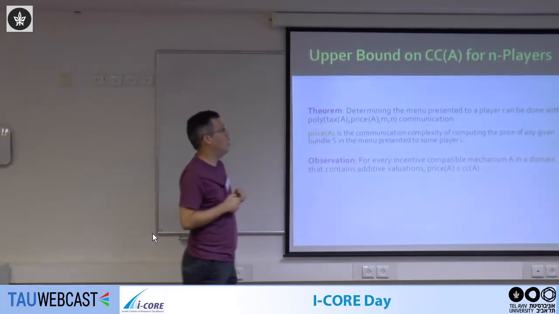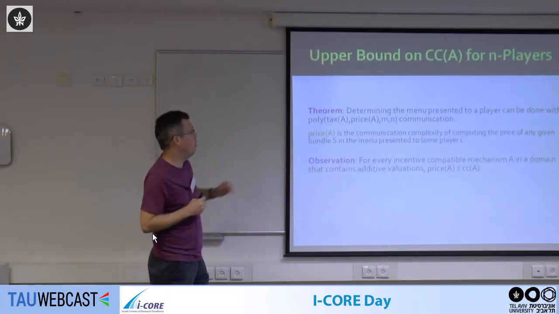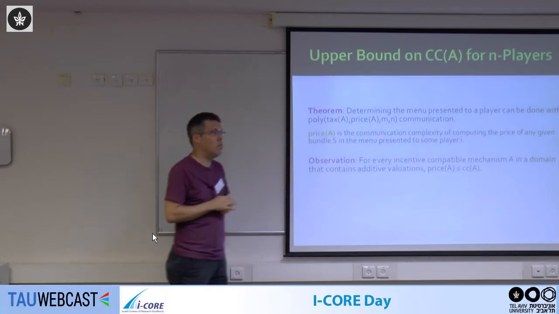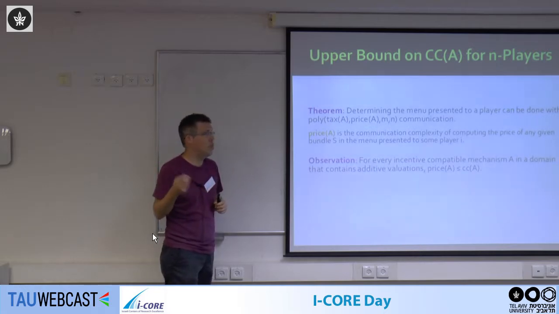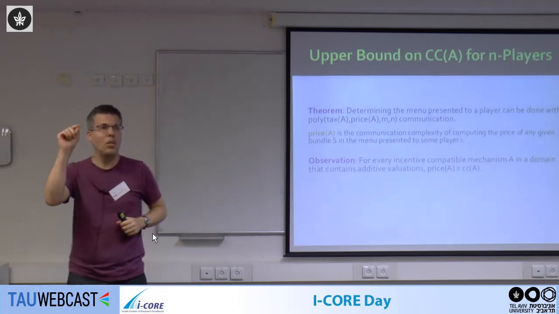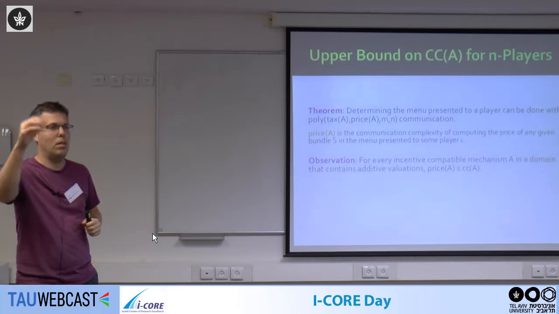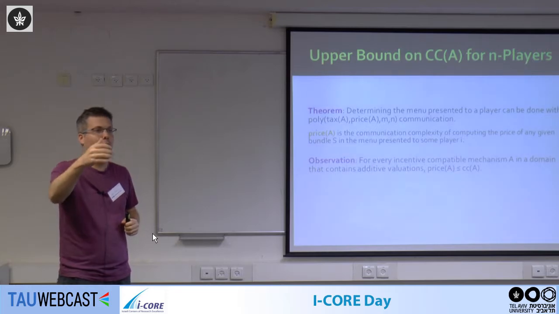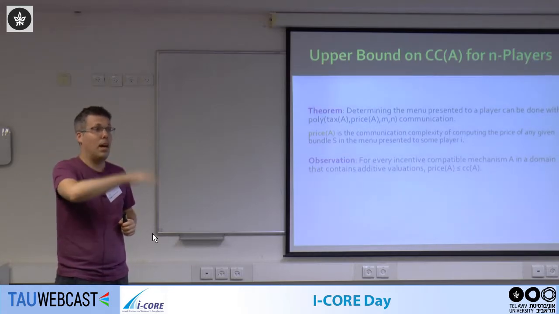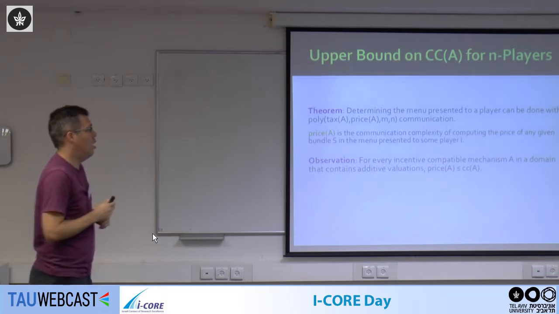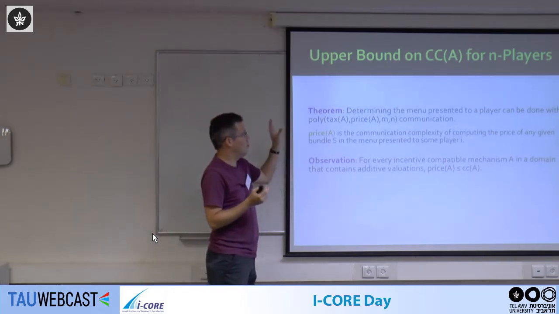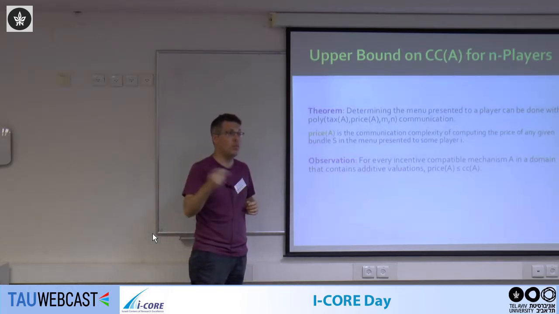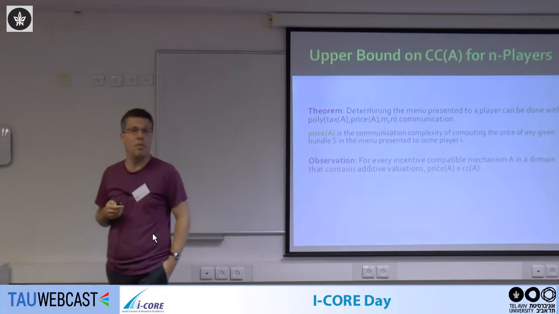Determining the menu that is presented to the other player can be done with communication that is polynomial in the taxation complexity, m and n, and something that is called price A. Price A is simply the communication complexity of computing a single price in the menu. So if you can tell me for every player i and bundle S what is the price of S in the menu that the other players are presenting to i, with just really few queries like this, I can compute the whole menu that is presented to every player.